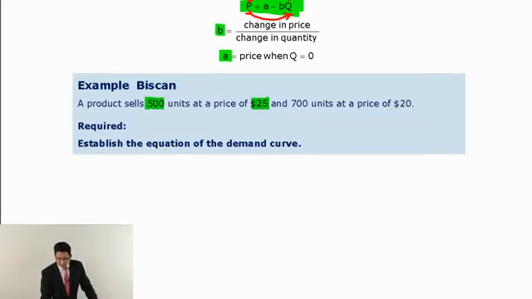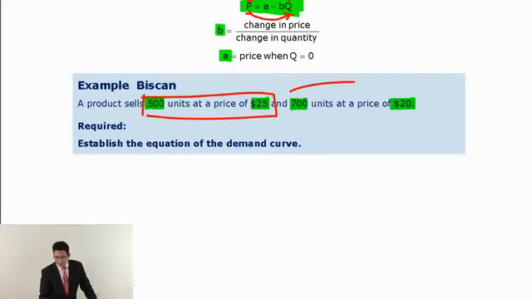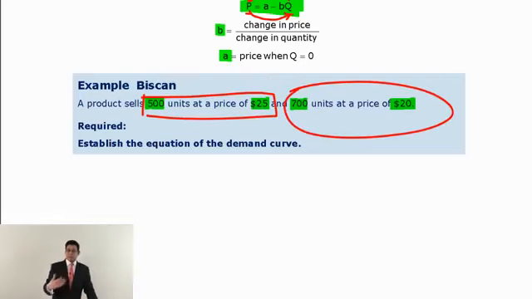One was the 500 quantity and 25 price, and the second combination or pair was 700 quantity and $20 price. Choose one of the two. Let me choose this combination, and the second one you can try while you are watching my lesson. Let me try the first combination and you can try the second one. We both will get to the same answer.